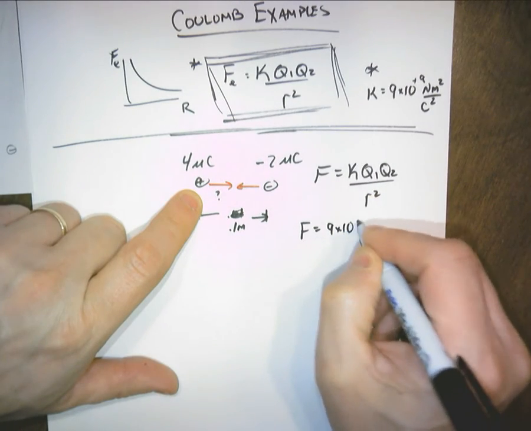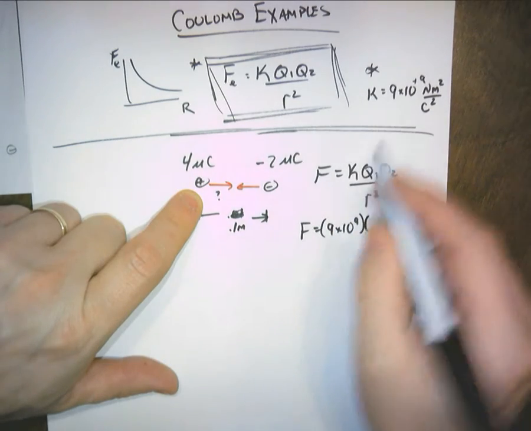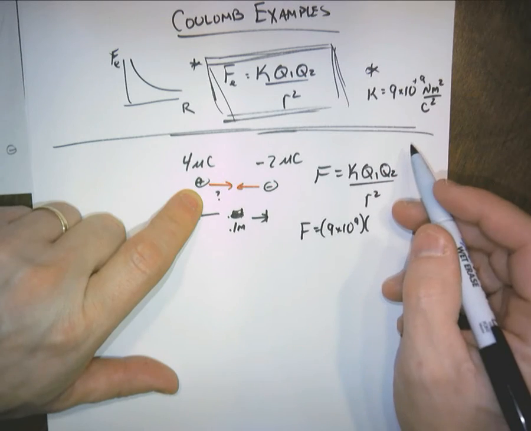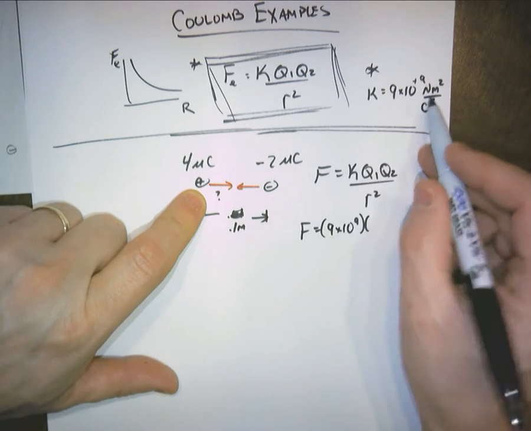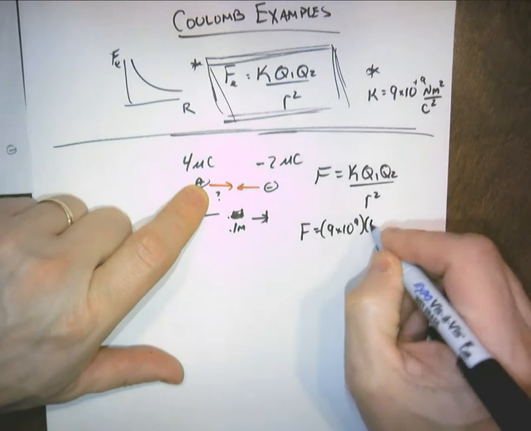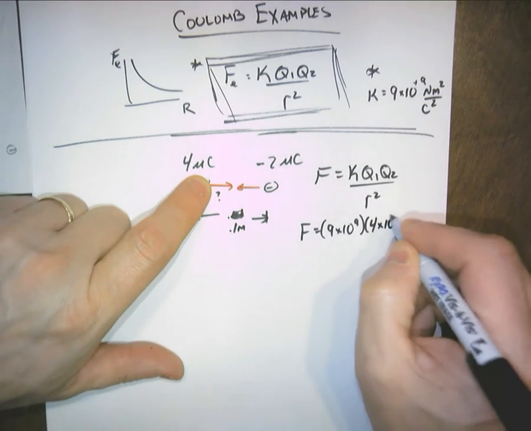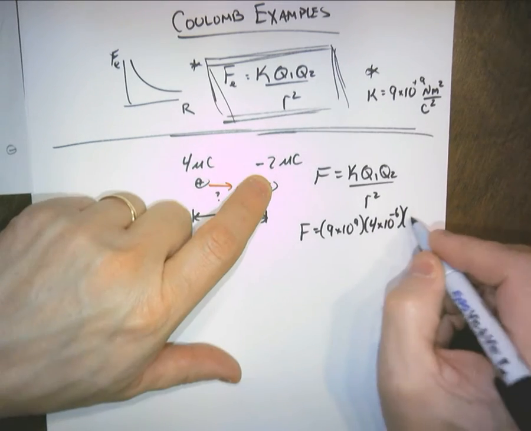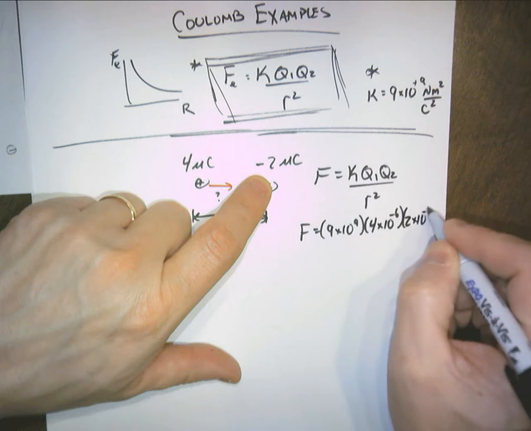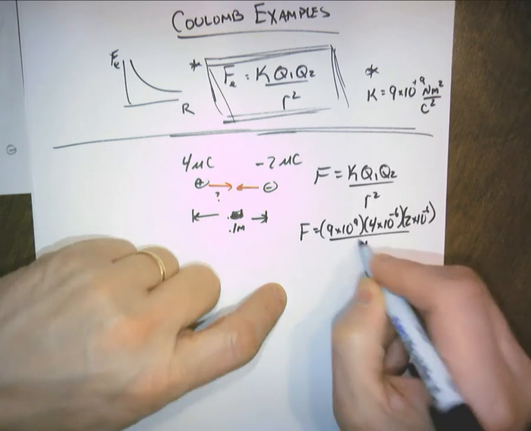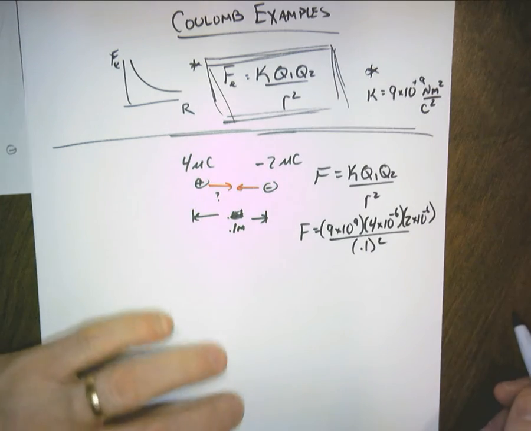9 times 10 to the 9. Let me get, come on, it's after dinner, okay? I'm off the clock, so I'm going to skip the units, all right? Micro is secret code for 10 to the -6. It's on the equation sheet if you don't know it. 10 to the -6 and a 0.1 squared.